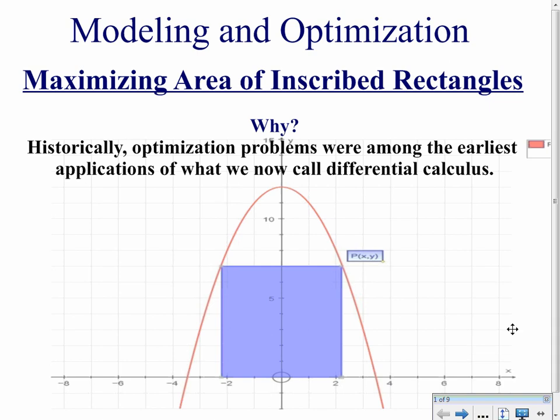Here we are at the beginning of modeling and optimization in calculus, and we're talking about maximizing the area of inscribed rectangles. Why do we do this? Historically, optimization problems were among the earliest applications of what we now call differential calculus. There are many, many real-life applications of this.